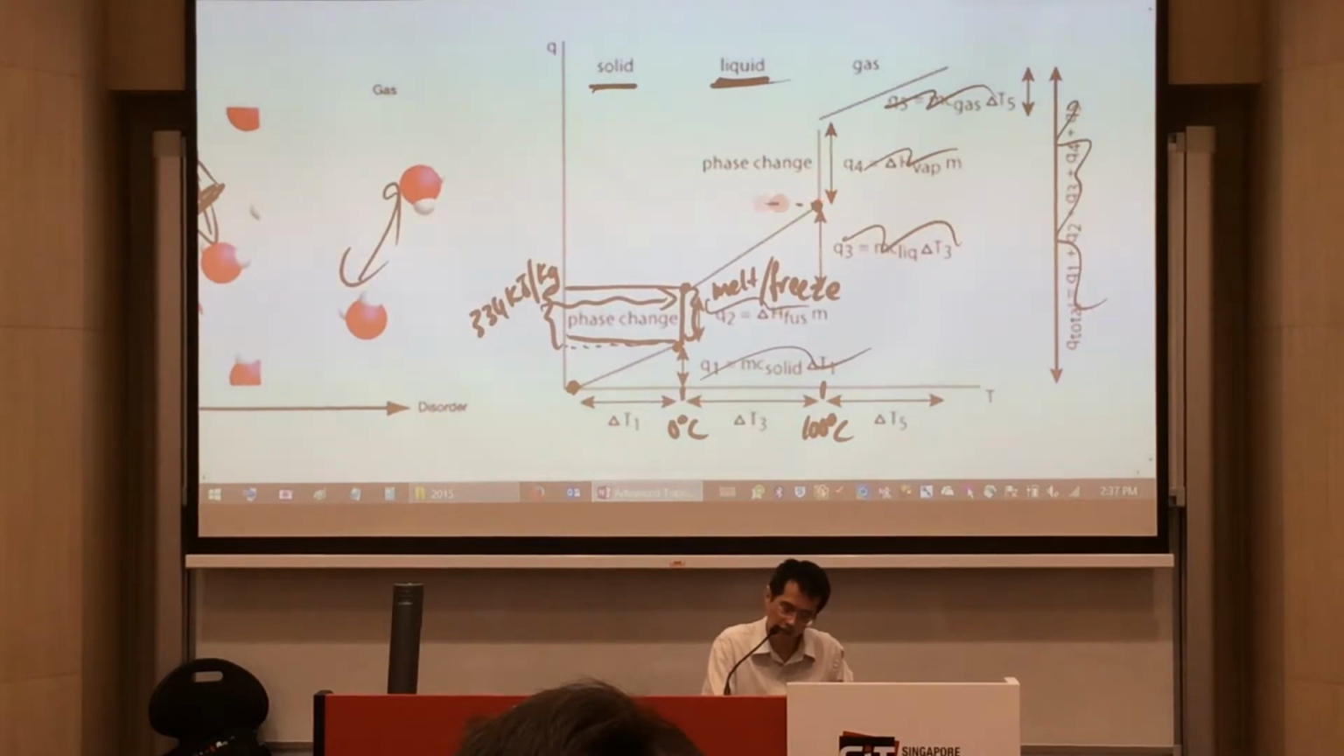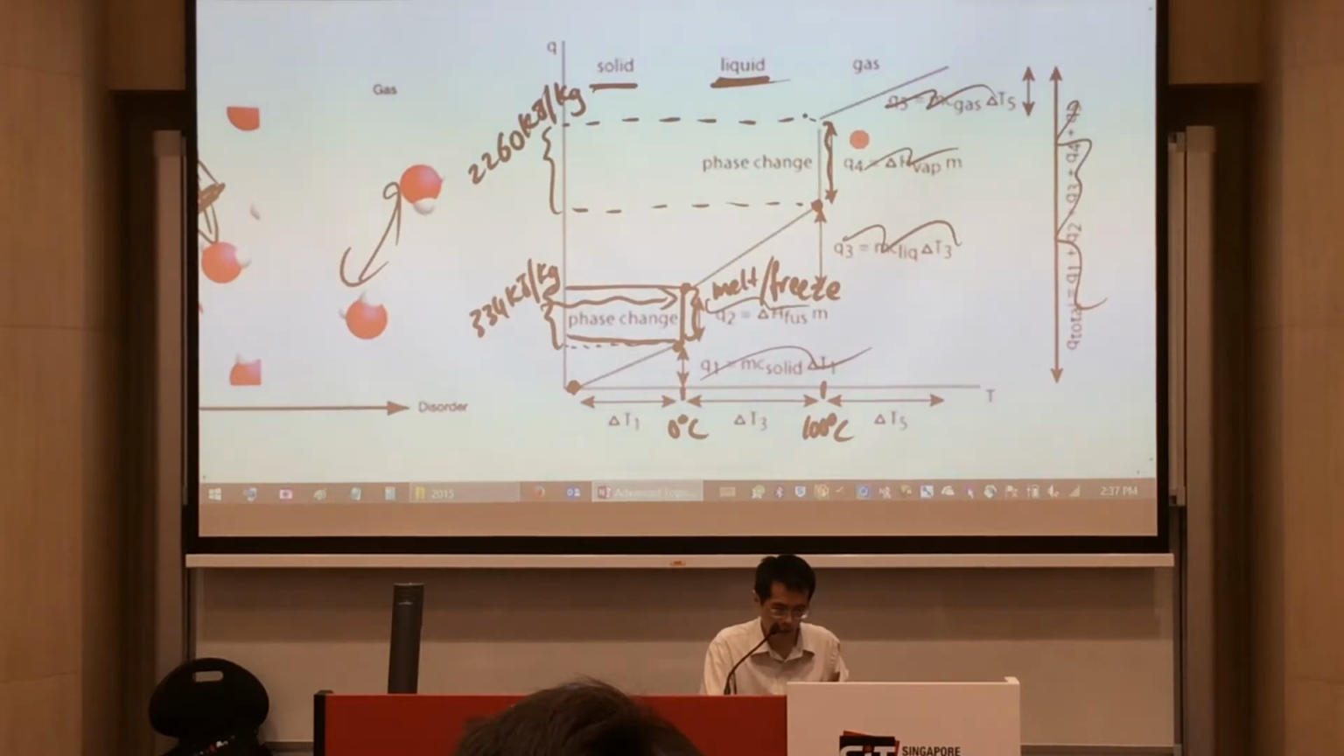So this bit over here, that is your 2260 kilojoules per kilogram. That one is used to change the state, and we call that boiling. If it were going in the opposite direction, it will condense, and we call that condensation.